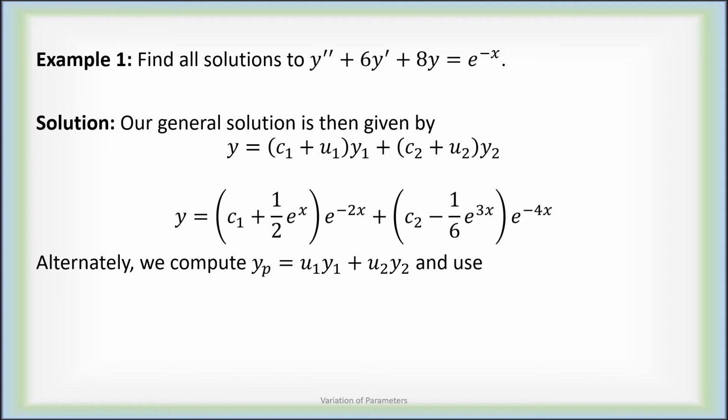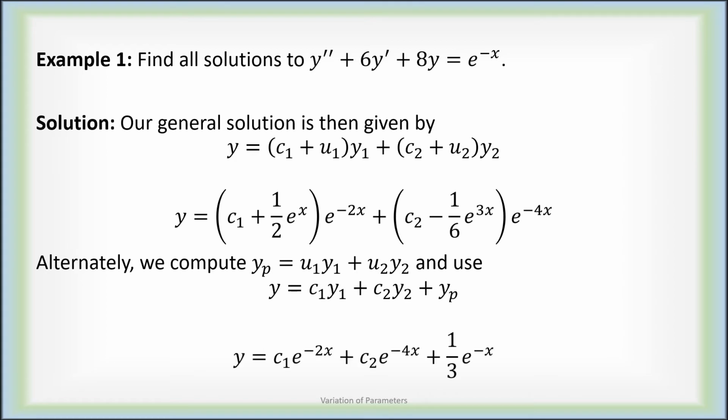Alternately, if you simply computed yp as u1 y1 plus u2 y2, and then wrote it with this form, you would end up with c1 e to the minus 2x plus c2 e to the minus 4x plus 1/3 e to the minus x. It's worth noting all you would do is take this expression here and distribute everything. You would end up at exactly the same place.